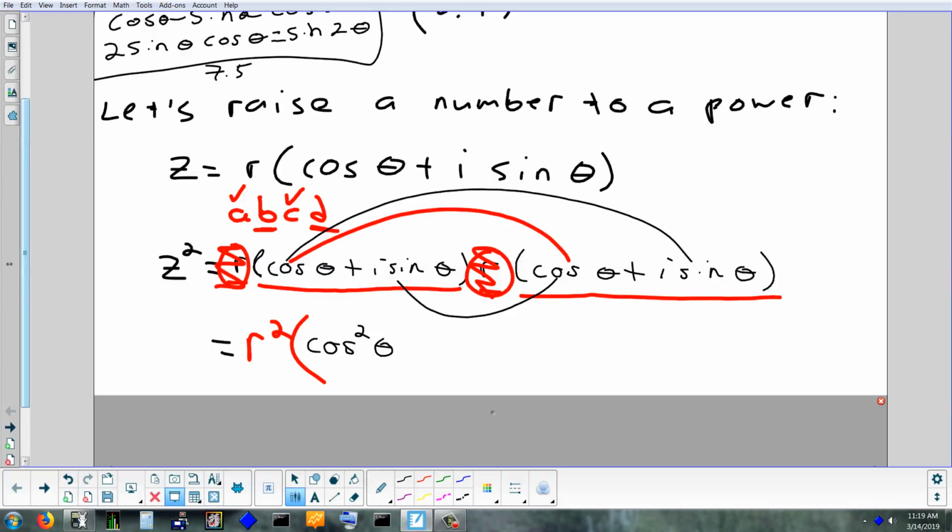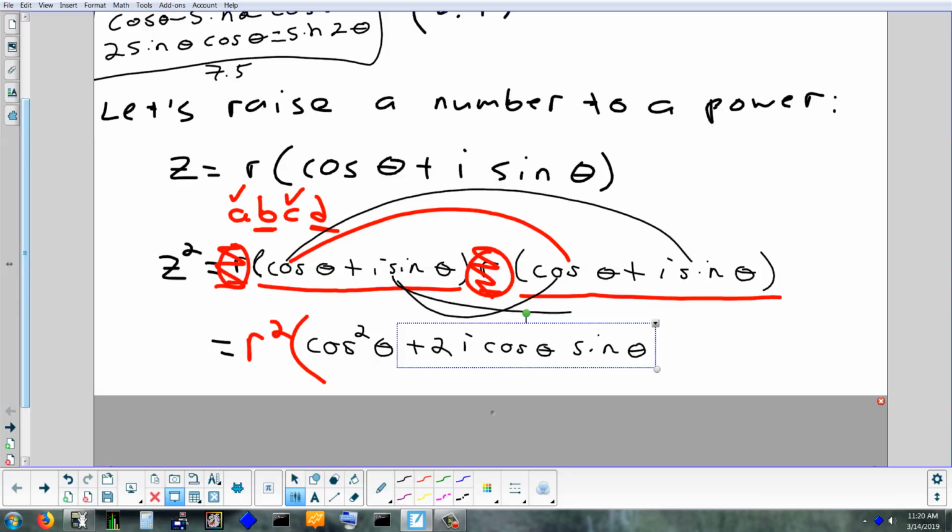2 cosine times I sine. Another cosine times I sine. So I have 2 of the cosine I sine. It doesn't matter where you put the I. You can put 2 cosine I sine, or you could put 2I cosine sine. They're all multiplied together. I just like to put the I in front of everything. Okay, so I have cosine I sine, cosine I sine, 2 cosine I sine.